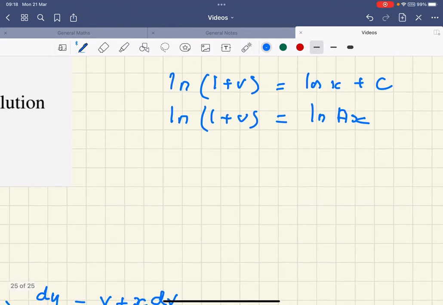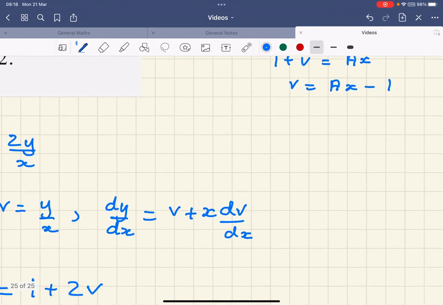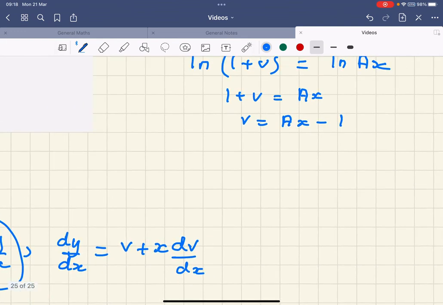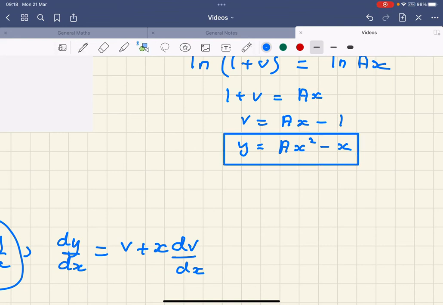Okay, we can get rid of the logs. v equals ax minus 1. Once we've got to this stage, we can replace v. Let's just go back over here. You see that v is equal to y over x. So we can make this y over x. So I'm going to times both sides by x, like this. And this here would be my general solution with that constant in there.